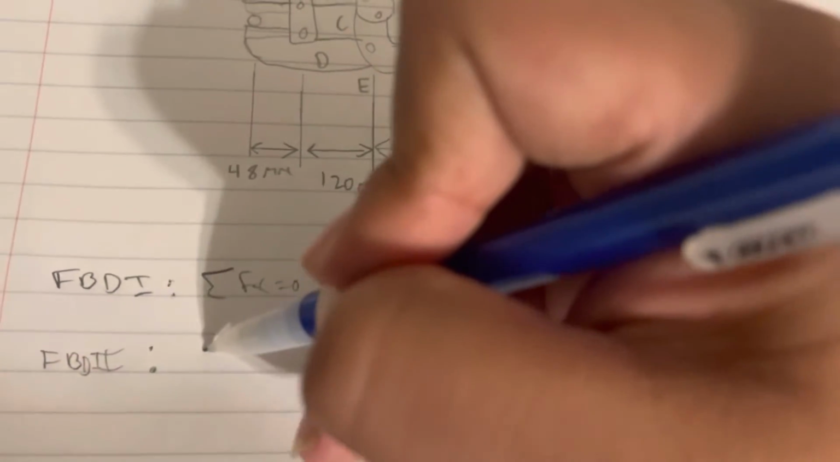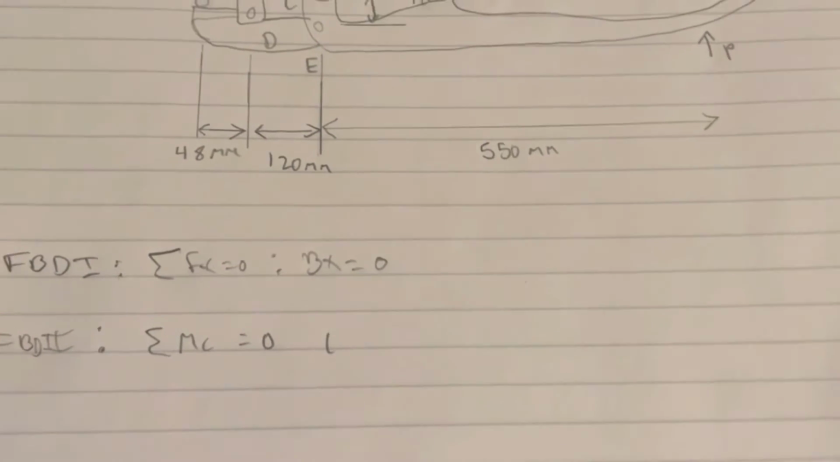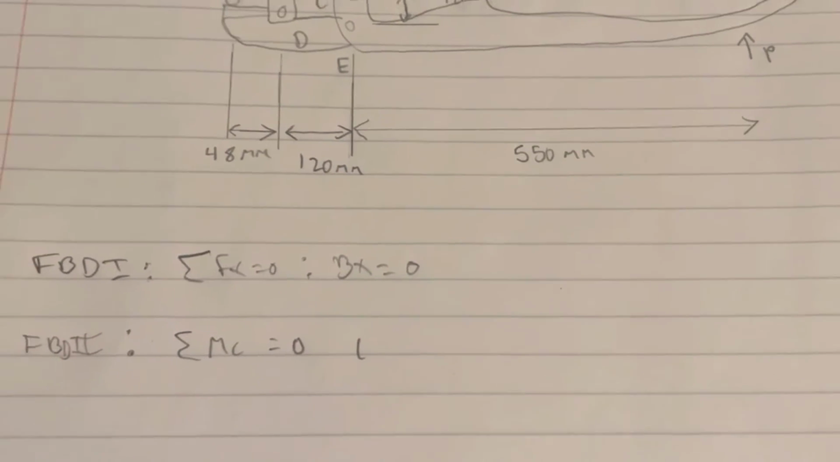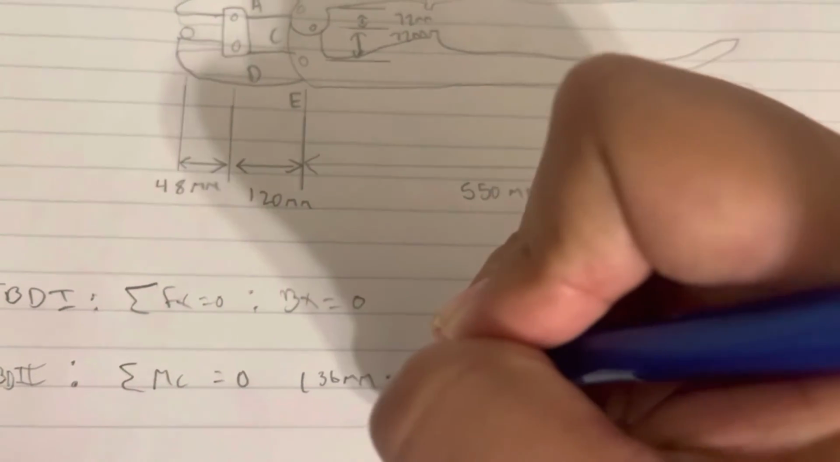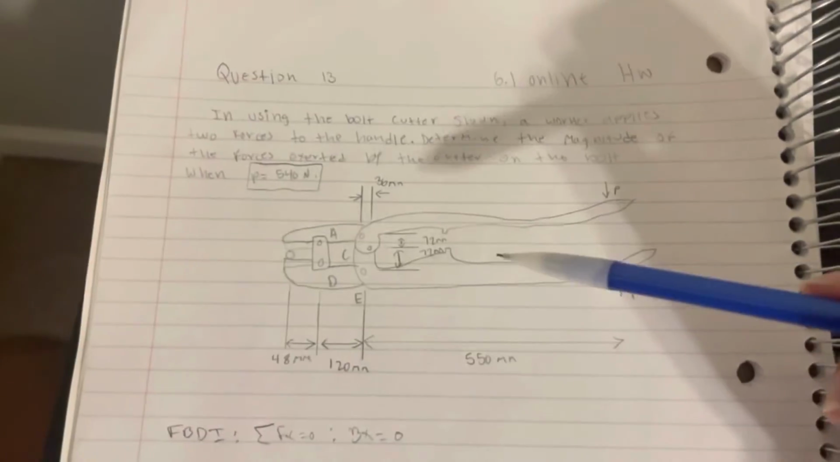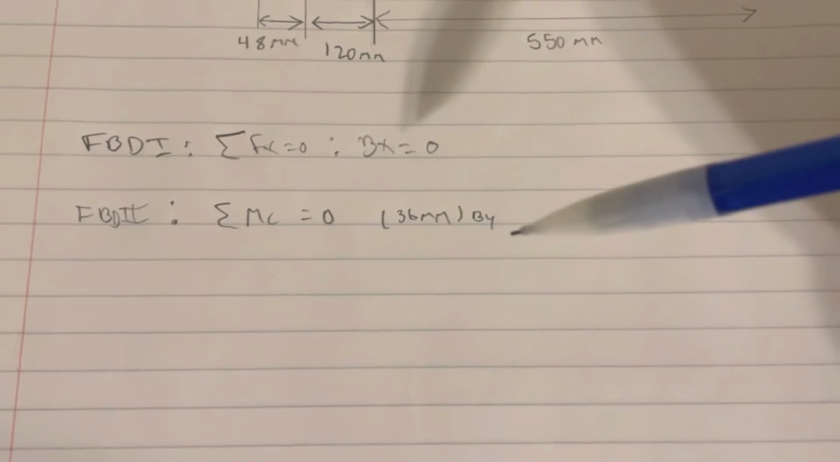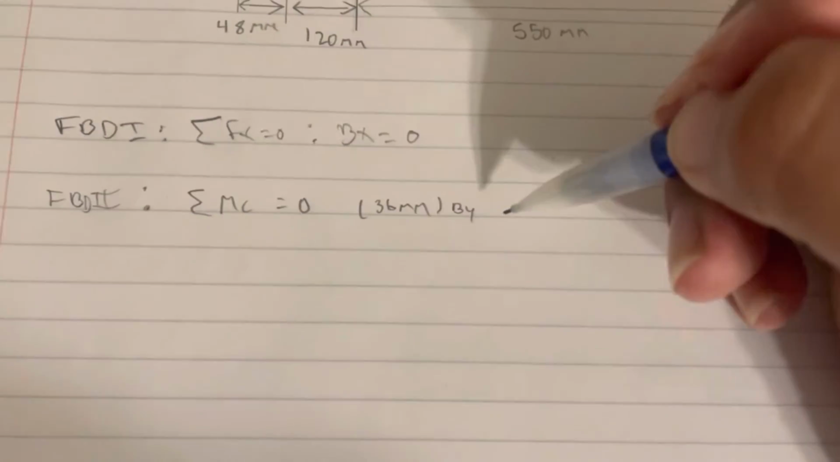So right there. And then we could do the sum of MC equals 0. So this is where we can use all of our numbers now, as you can see right here. We can start off with putting 36 millimeters and then put our BY. I'm going to challenge myself on this problem, because in our homework we didn't find our BY, but right here I will find our BY now, so you guys can see how I go through with it.